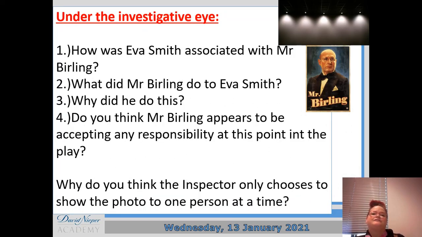Okay, next it's answering the questions that are on the board. There are 5 in total. Question 1, how was Eva Smith associated with Mr. Birling? Question 2, what did Mr. Birling do to her? Question 3, why did he do it? Question 4, do you think he appears to be taking any responsibility at this point in the play? And finally, question 5, why do you think the inspector only chooses to show the photograph to one person at a time? So answer those questions and then you are done for today.